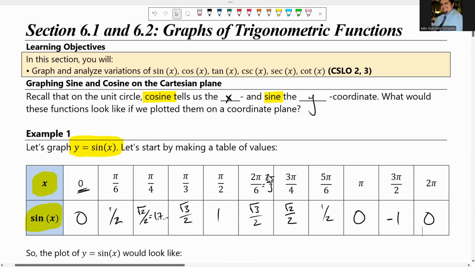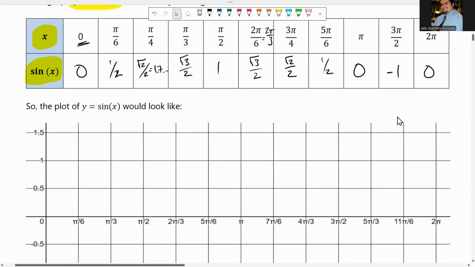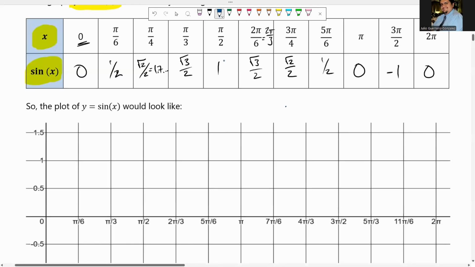All right, so now I want to slap these onto an xy plane. I'm going to do it in a nice blue color here. I'm going to go through the angles. So at 0, it's 0. Bam. At pi over 6, it's 1/2. At pi over 3, that's going to be, where am I? Root 3 over 2, so just below right there. At pi over 2, it's 1.